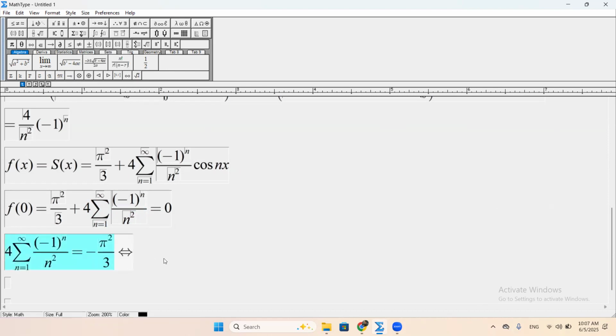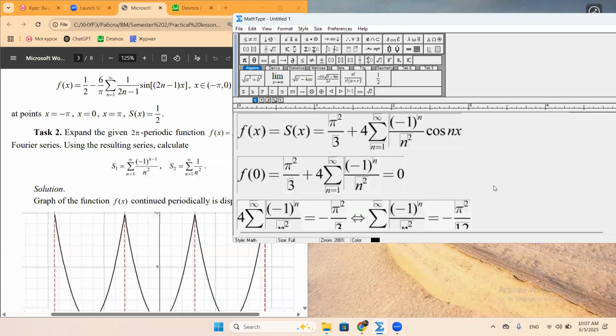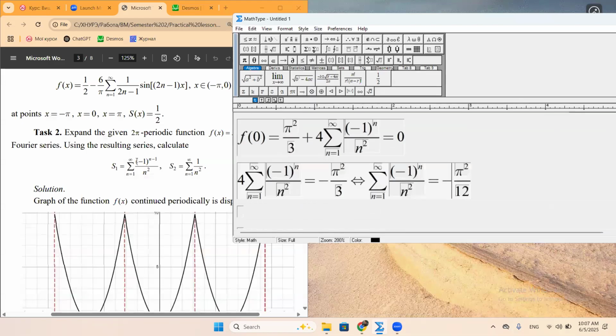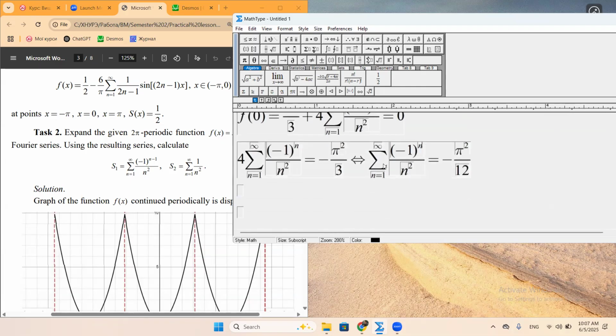Then let me move 4 from the left part to the right. Okay, I will receive here minus b squared over 12. But what do we see here? Here we have minus 1 in power of n minus 1. So let's multiply both parts of the equation by minus 1. So we receive the following.